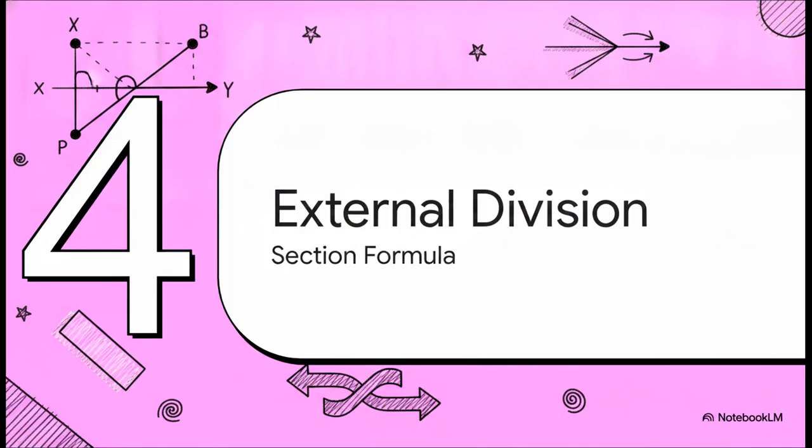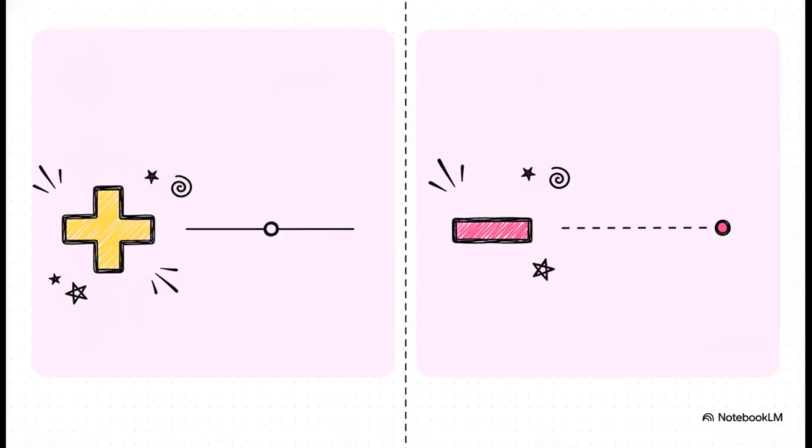And finally, section 4, section formula, external division. ये external division internal का ही भाई है. Just with a small twist. Notice the visual difference here. On the left side, internal division uses a plus sign in both the numerator and the denominator. On the right side, external division uses a minus sign.